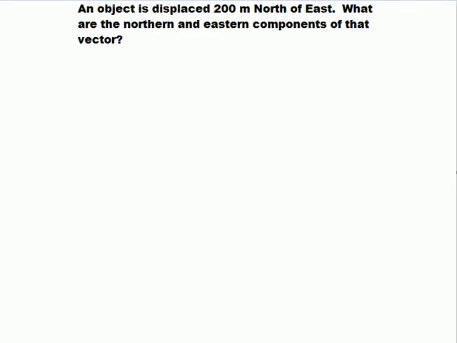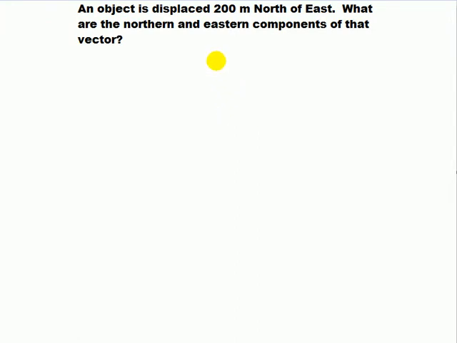Alright, let's find the components of the following vector. We have an object displaced 200 meters north of east, and the question is, what are the components of that vector? So let's start here.